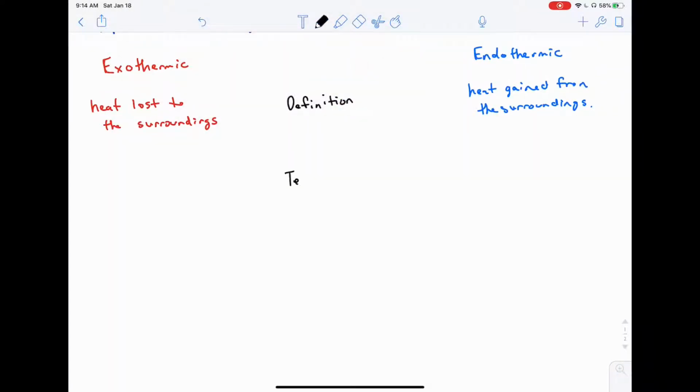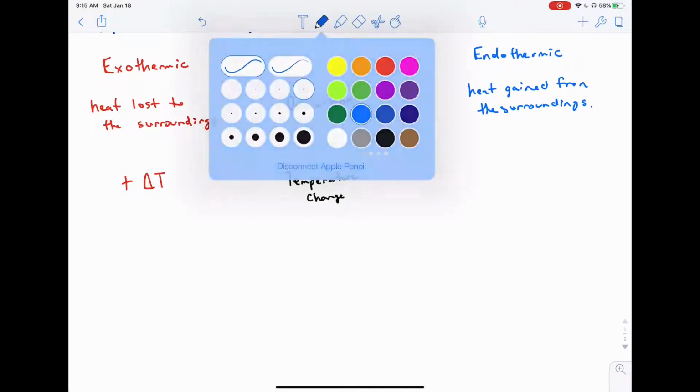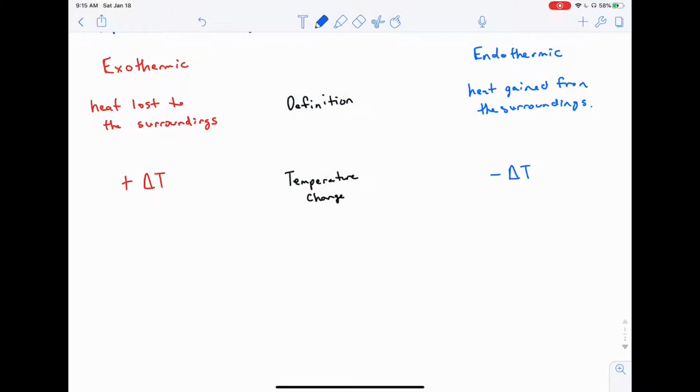And so when we talk about the temperature change, we're talking about the measurement of temperature of the surroundings always. You can never measure the temperature of the system. You're measuring how the surroundings respond to it. And so in an exothermic reaction, you should have a positive change in temperature. In an endothermic reaction, you should have a negative change in temperature. So if your final temperature is higher than your initial temperature, that is a sign of an exothermic reaction.